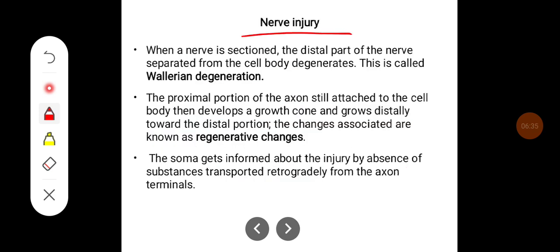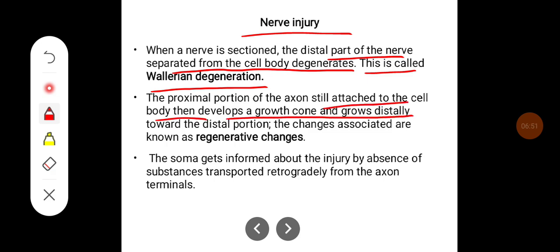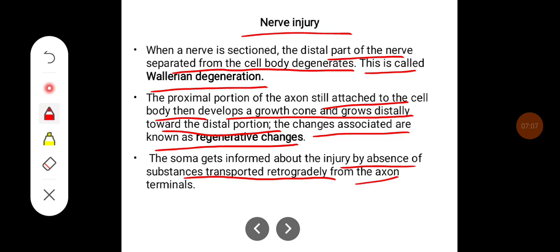Coming to nerve injury, when a nerve is sectioned, the distal part of the nerve, separated from the cell body, degenerates, and this is called Wallerian degeneration. The proximal portion of the axon, still attached to the cell body, then develops a growth cone and grows distally toward the distal portion, and the associated changes are known as regenerative changes. The soma gets informed about the injury by the absence of substances transported retrogradely from the axon terminals.